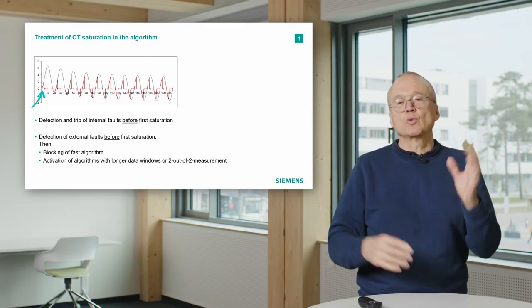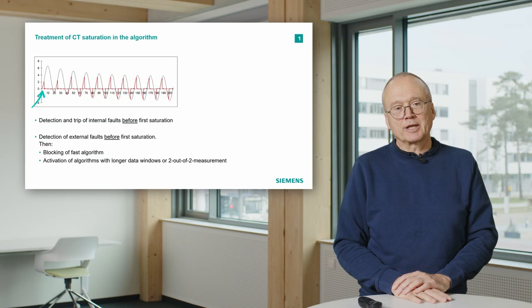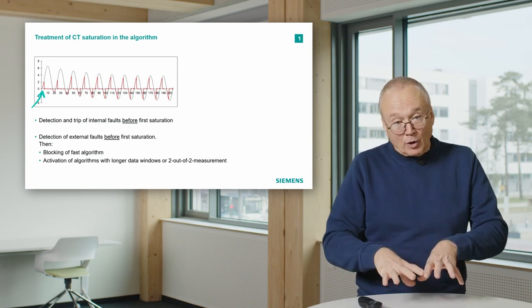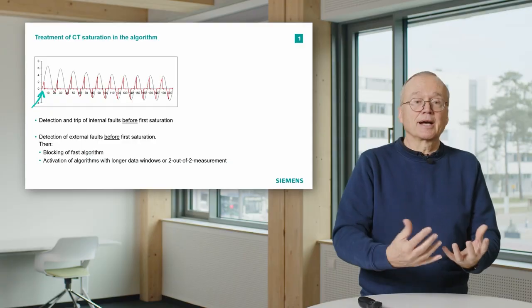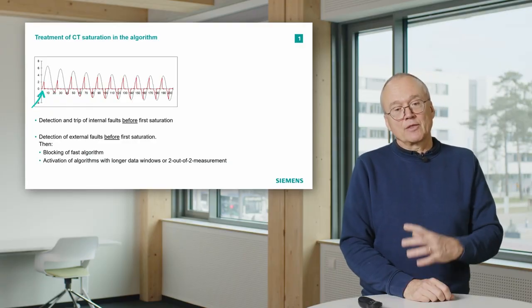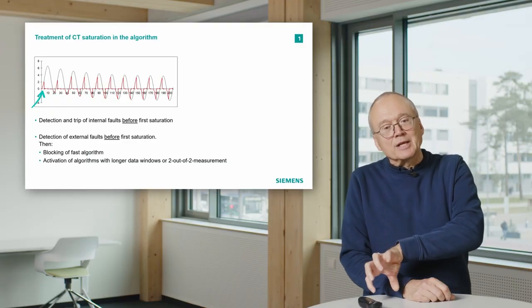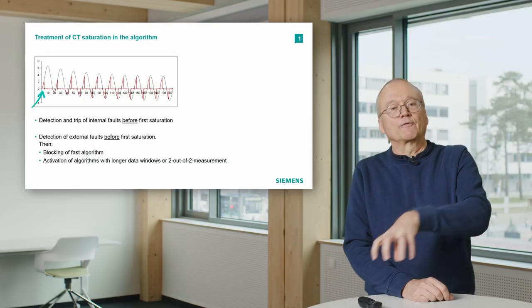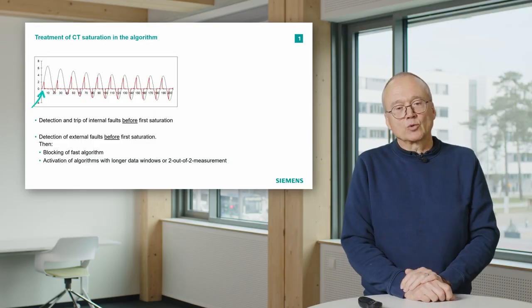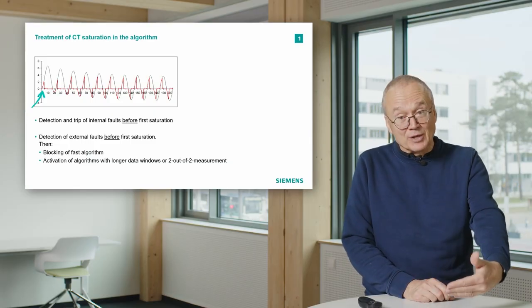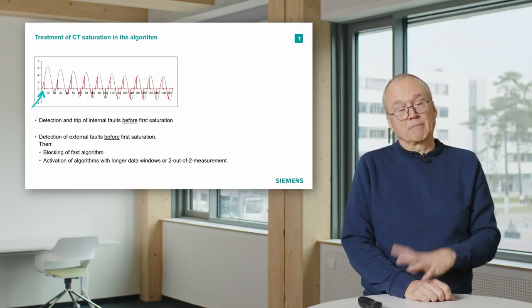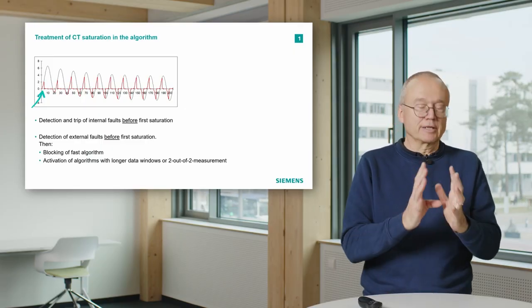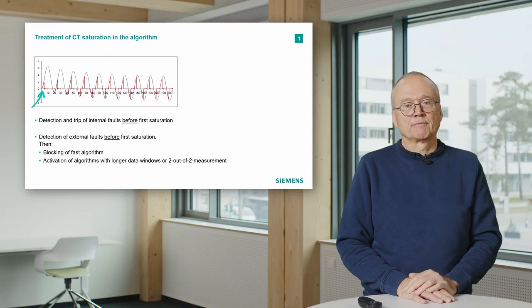You can do some 2 out of 2 measurement or whatever, which avoid wrong tripping on one side, but on the other side, if the fault really evolves from an external fault into an internal fault, allow in this case a tripping of this internal fault. Maybe a little bit delayed, but it should still be tripped.